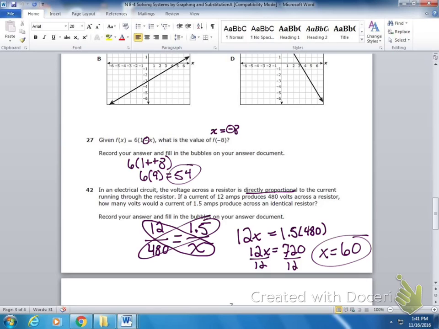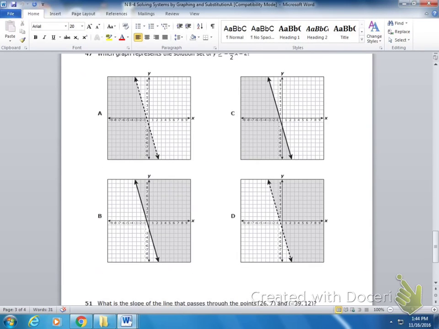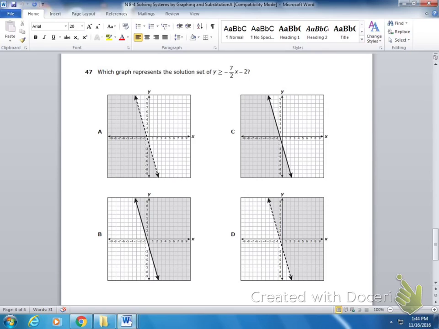Now, that seems like a really confusing question, but the only words that matter: directly proportional. 12 for a 480, 1.5 for, I don't know. Set up your cross multiplication. Let's get those right. We're almost done here. Oh, man, this is a no-work question, guys. You have to remember a couple little things.